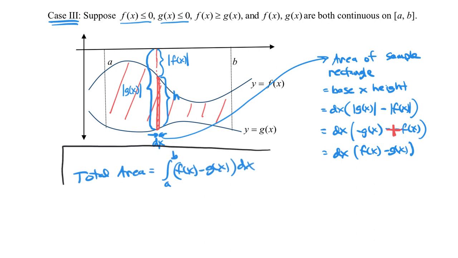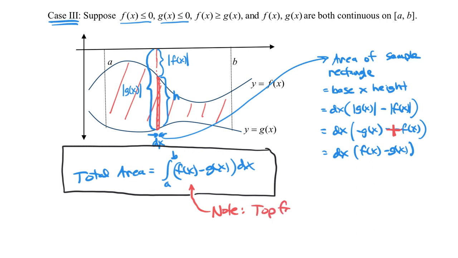And that should look very familiar because in case 3, it's the same as the other two cases. If you look here, the note, once again, it's just the top function minus the bottom function in our formula. Looking at the picture, the top function is f of x, the bottom function is g of x. So top function minus bottom function, same as before. So in all three cases, it's all the same. Top function minus bottom function, f of x minus g of x.